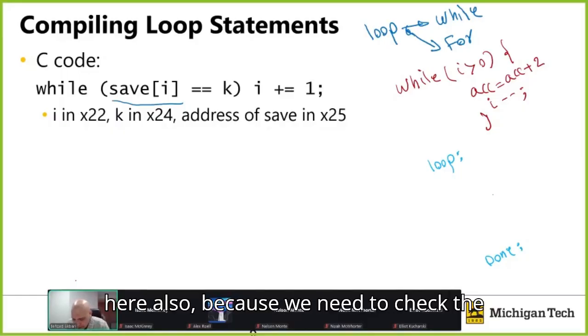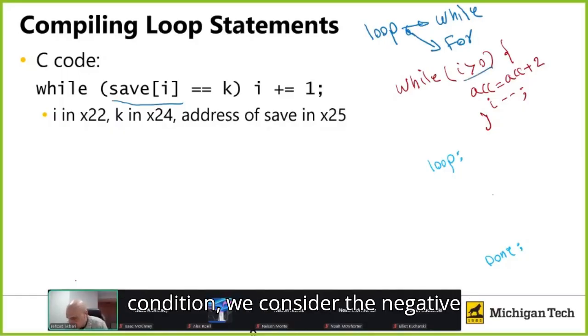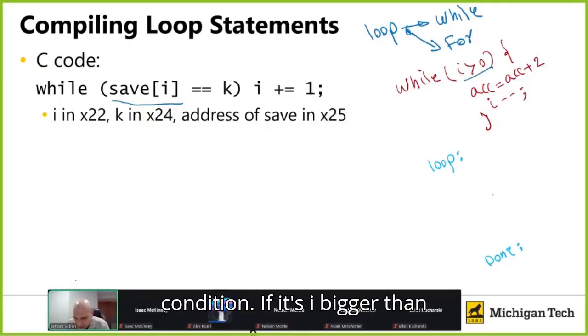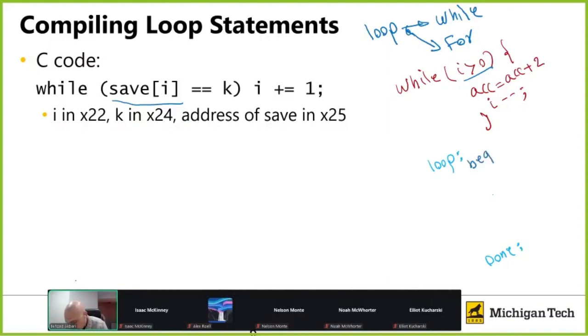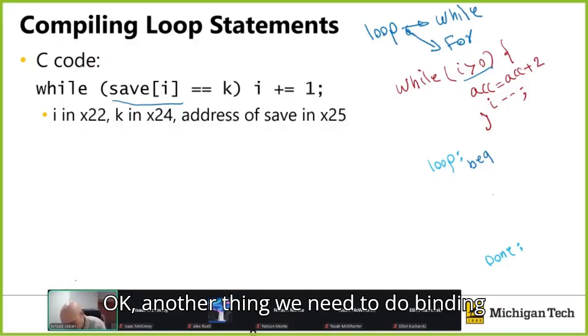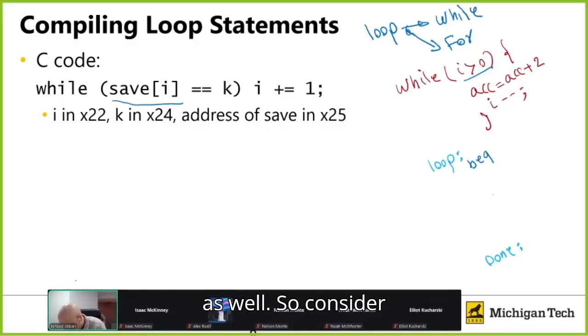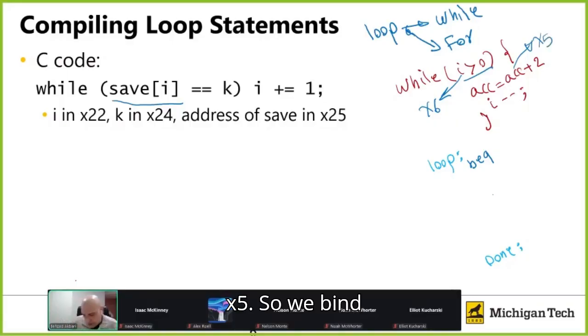Similar to if, here also, because we need to check the condition, we consider the negate of condition. If it's I bigger than 0, we consider if it's equal. Branch equal. Okay, another thing is we need to do binding as well. So consider I actually x6 and consider ACC x5. So we bind I to x6 and bind ACC to x5.